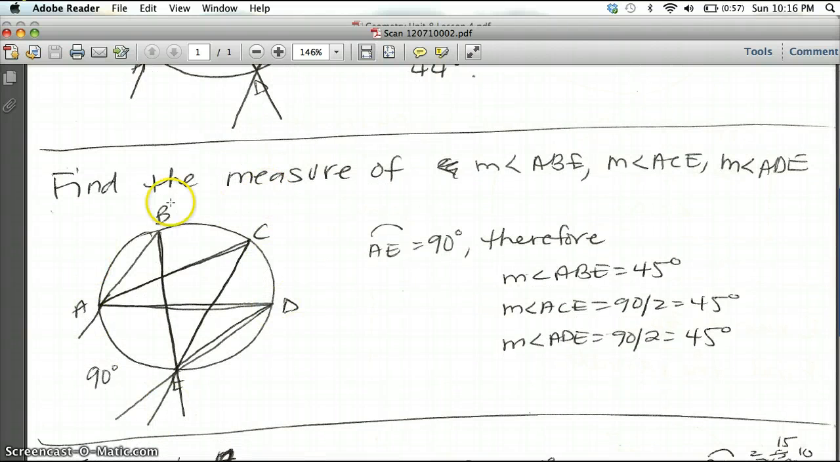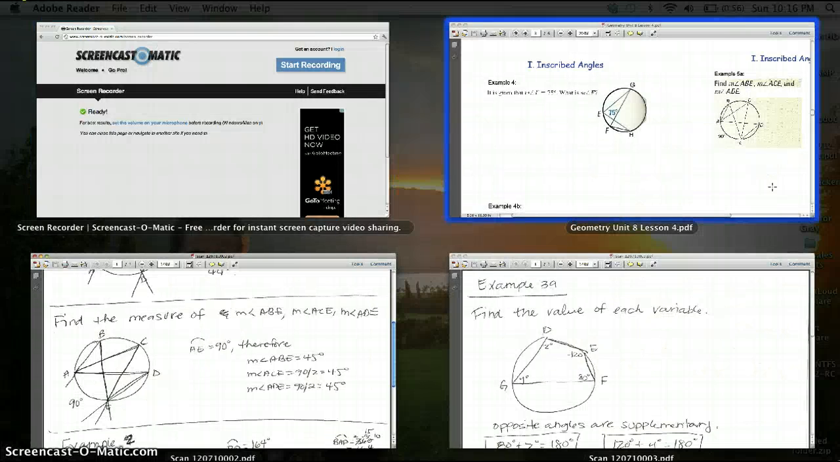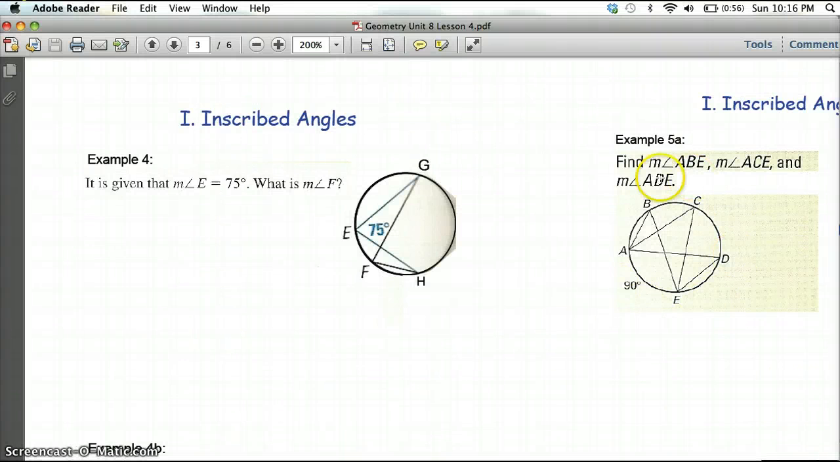Now let's go down to this diagram here. It says, find the measure of angle ABE, angle ACE, and the measure of angle ADE. Now I'm going to show you, here's also the diagram here.